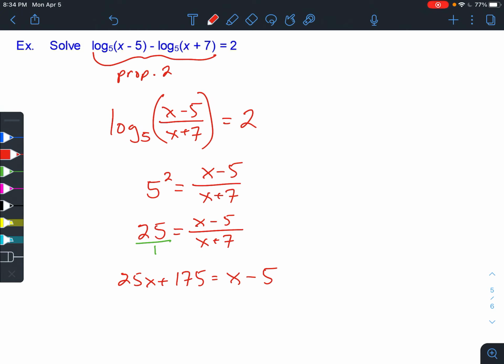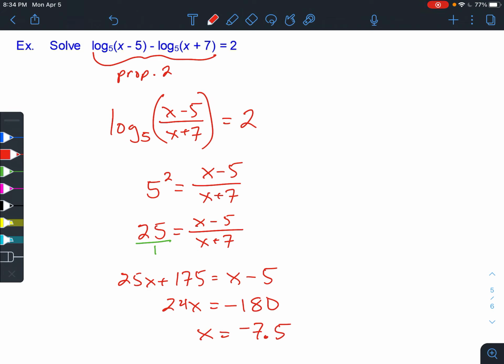I'm a little light on room here, so let me do 2 steps at once. I'm going to subtract x from both sides and subtract the 175 from both sides as well. That gets me 24x equals negative 180. Whatever 180 divided by 24 is, let's divide by 3, and I get 8 and 60. I can then divide by 4, and I get 2 and 15, which works out to be negative 7.5.